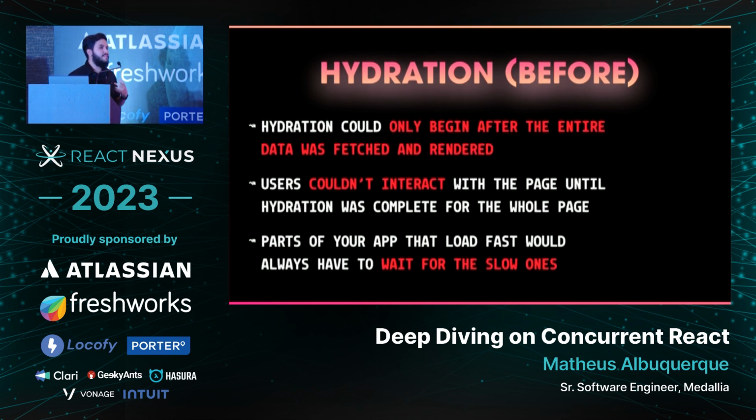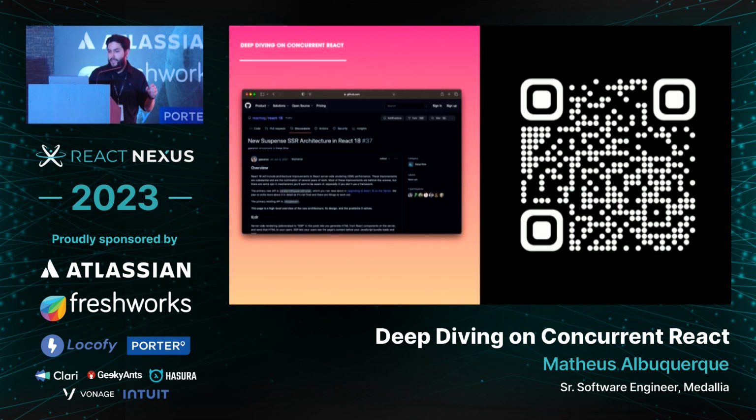And that's bad because hydration could only begin after the data was fetched for the entire page. So not only could users not interact with the rest of the page until everything was done, but the bottom line here is that parts of the app that could be fast would have to wait for the slow ones. And then this changed with this new Suspense SSR architecture in React 18, which is also part of the Concurrent React umbrella.